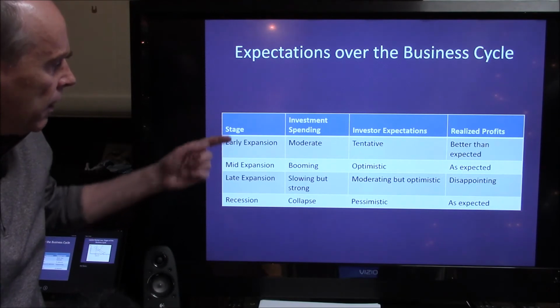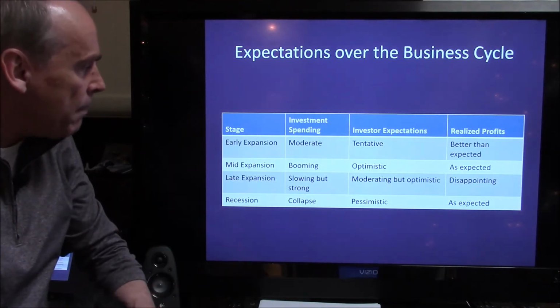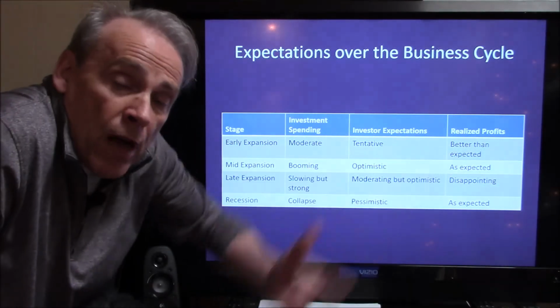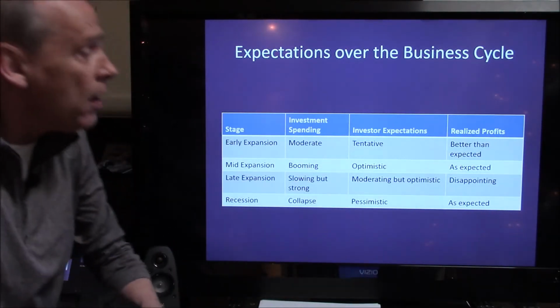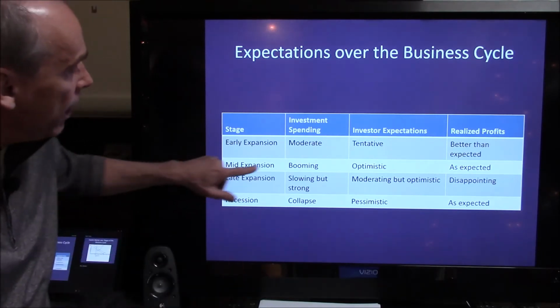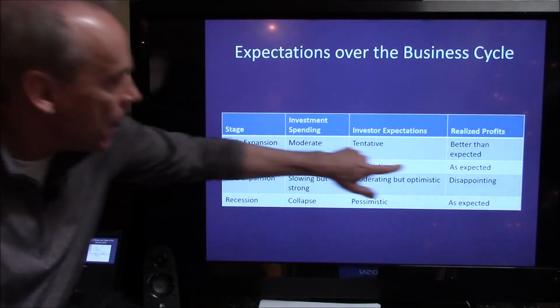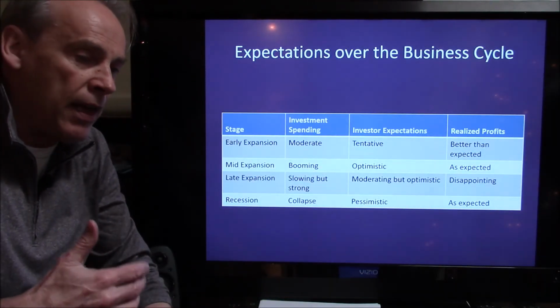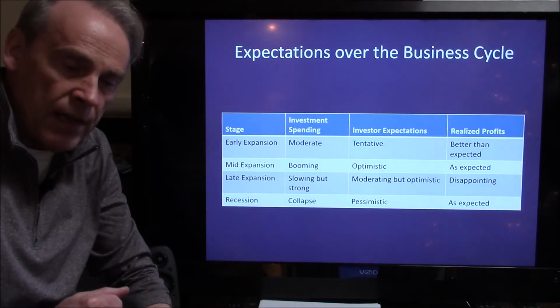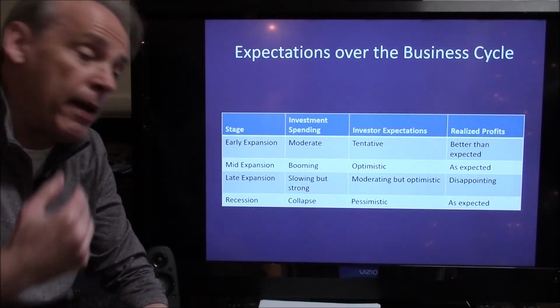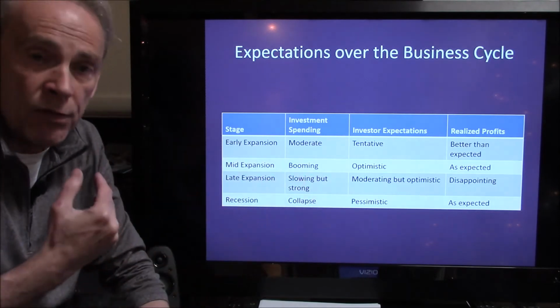Then in mid-expansion, what tends to happen is investment's booming, people are optimistic, and they make the profits they expected to make. All right, so there is no shift of any sort there. There is no shift of the demand curve in mid-expansion because people got what they expected. It's only when they get a surprise that they shift right or left. A positive surprise, better than you expected, shifts it right. A negative surprise shifts it left.